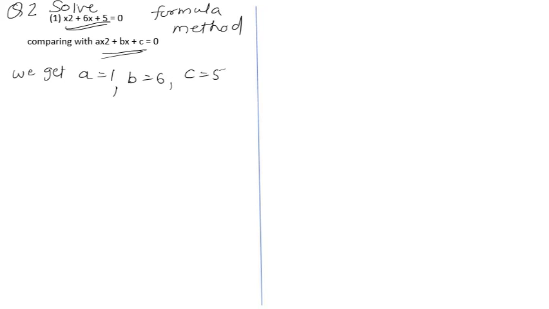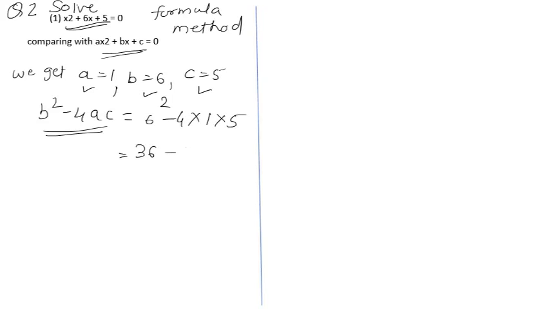Okay, next step, we find b square minus 4ac. How to find this term? Substituting the values of a, b, c in the b square minus 4ac. b square, that means 6 square, minus 4 into value of a is 1, value of c is 5. 6 square is 36, minus 4 5s are 20. 36 minus 20 is 16. Therefore, the value of b square minus 4ac is 16.